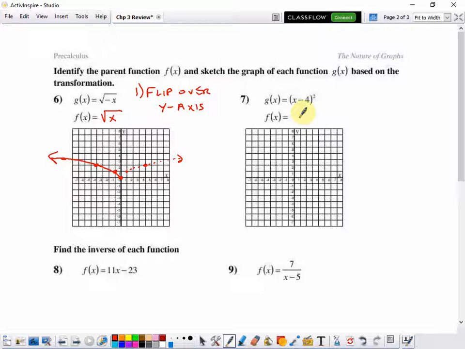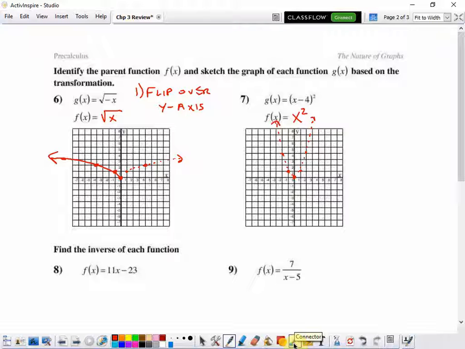x minus 4 squared, that's a square function. Parent function is f of x equals x squared. 0 squared, 1 and negative 1 squared, 2 and negative 2 squared, and then 3 squared and negative 3 squared. So this is what the parent function looks like.